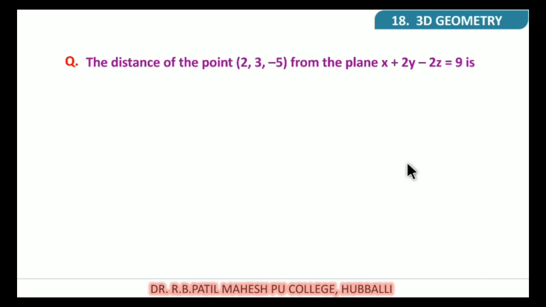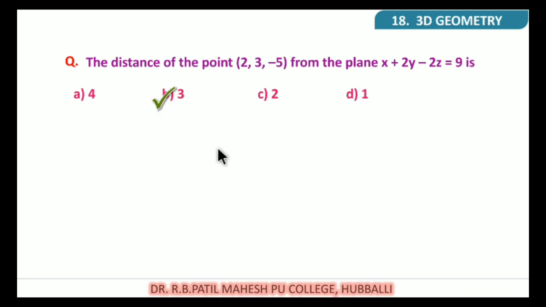Now let us consider another question. The distance of the point (2, 3, -5) from the plane x + 2y - 2z = 9 is: options are a is equal to 4, b is equal to 3, c is equal to 2 and d is equal to 1. Here the answer will be option B, 3.